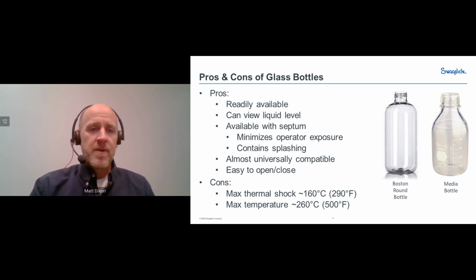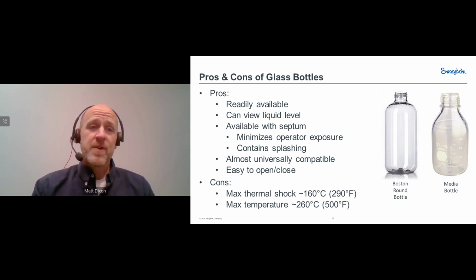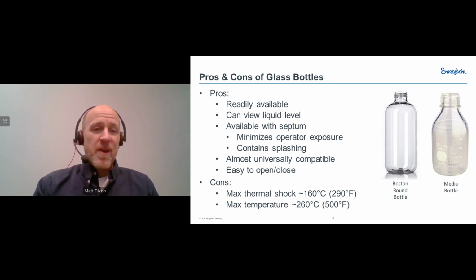So for a glass bottle, one of the pros, of course, is they're very commonly available. You can get those at just about any laboratory supply company. Two main styles that you're going to see out there are Boston Round, which is more prevalent here in North America, and then media bottles, which are prevalent pretty much everywhere else. There are other styles, of course, but those are the two main ones. One great advantage of these is that you can actually see the liquid level, as opposed to with a metal can, which is much more difficult to do. Again, you can get them with a septum, probably not for this application, but you can get those with a septum.